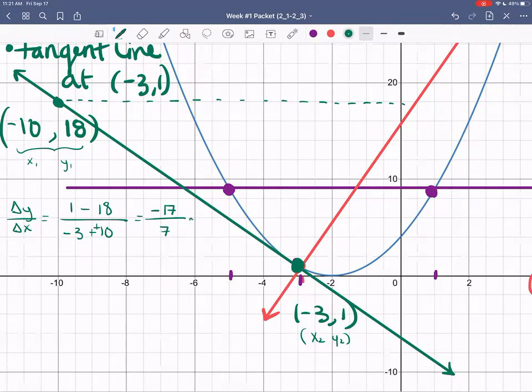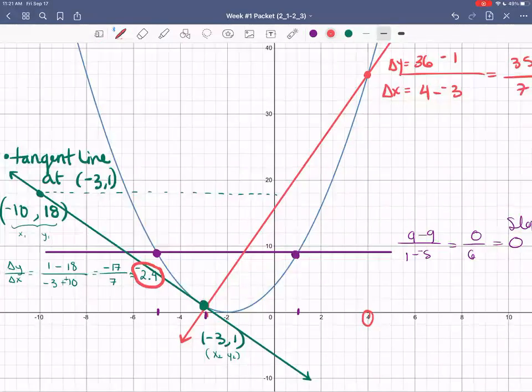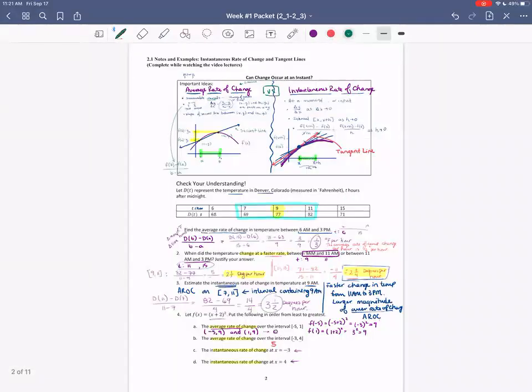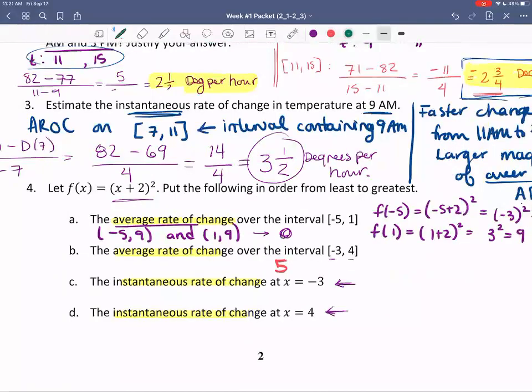So we can approximate this. This number is about 2.5, a little bit less, so -2.4, we'll say. And so again, we're just kind of estimating here too. We really want to compare these rates rather than find the exact instantaneous rate. All right, but we'll keep note of that over here in our notes. So instantaneous rate of change at x equals -3 is about -2.4.